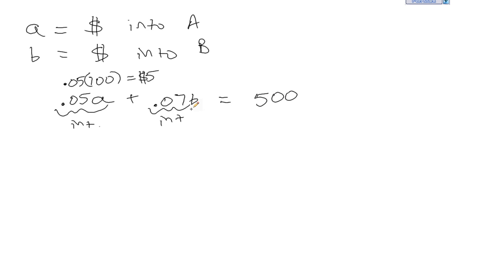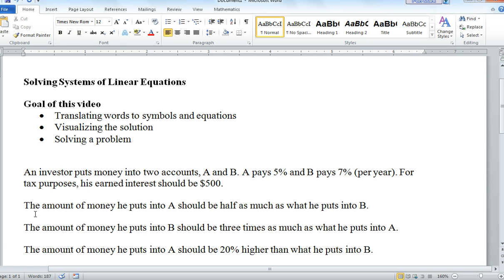Now, why didn't I use 1.05 and 1.07? Well, if I did the 1, remember that means I'm also including how much I invest plus the interest. And I don't know how much I'm going to invest. So I just know the interest portion should tally up to $500. So there's our equation, converting the words into symbols, a really important aspect of solving systems.